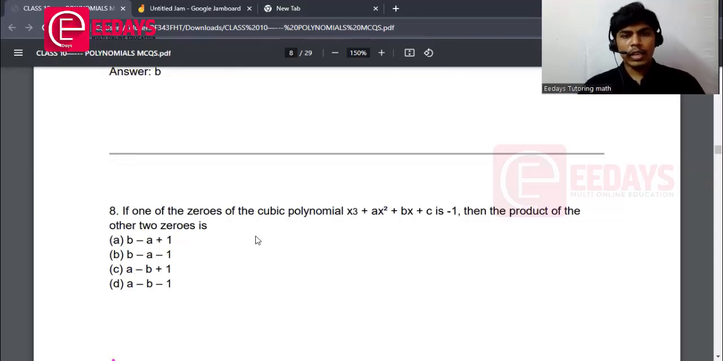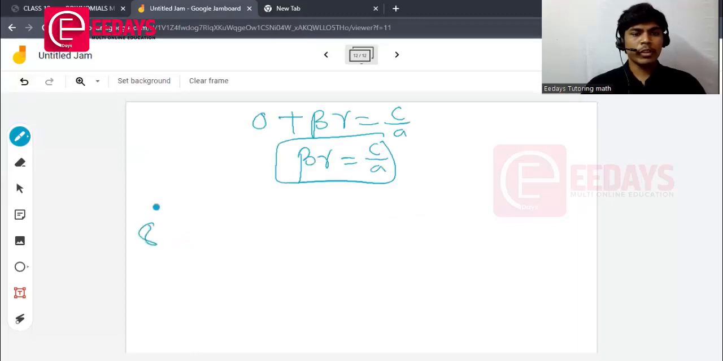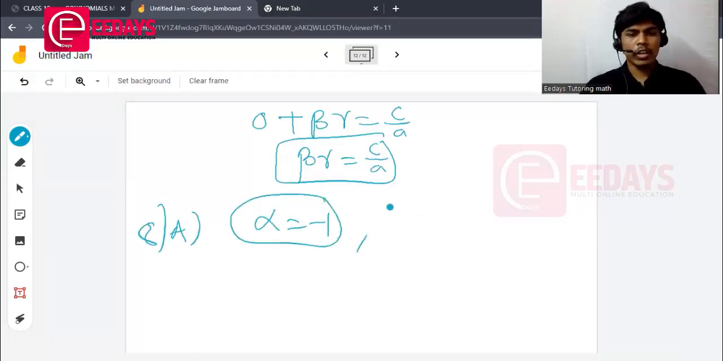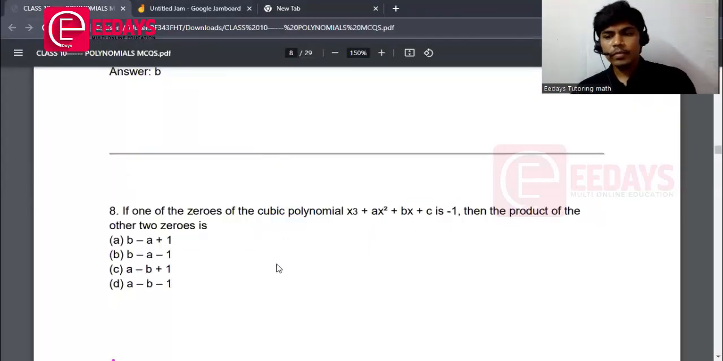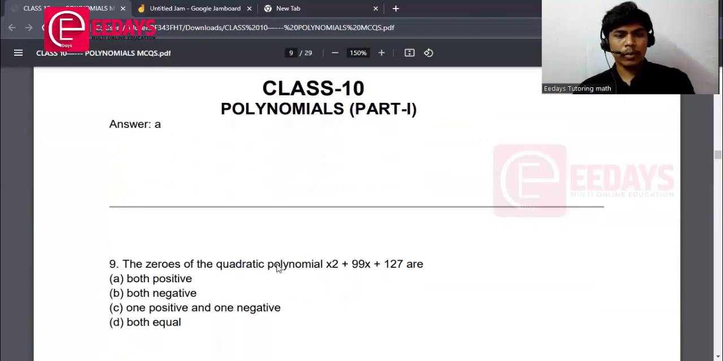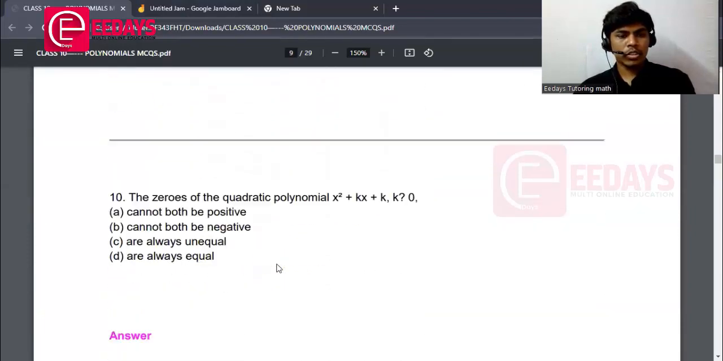One of the zeros, the same model. I'm giving a hint for you. Eighth question: alpha is given as minus 1 over there. This type of question we already solved. We have to find beta gamma. The same type of question is repeating, and this question also we solved.